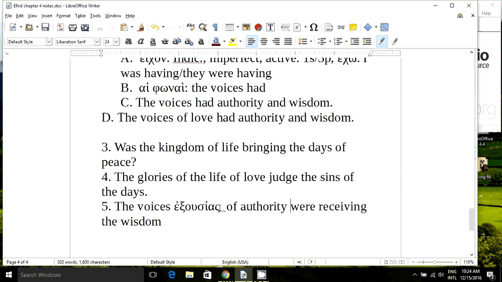Okay. The voices of authority were receiving tein sophian, the wisdom, tes horas, of the hour, genitive. So I translate it with of the hour. The voices of authority were receiving the wisdom of the hour. 6.